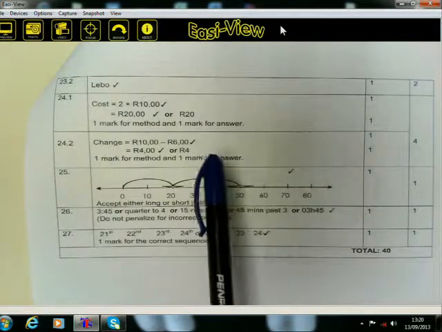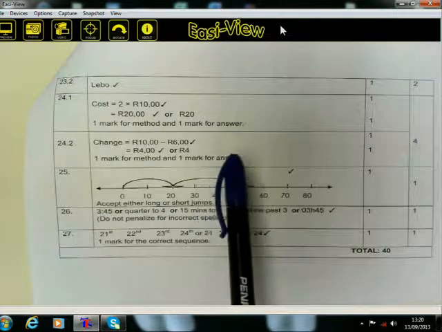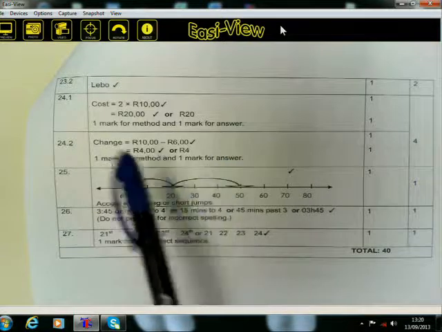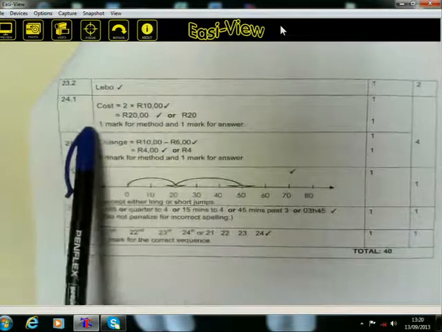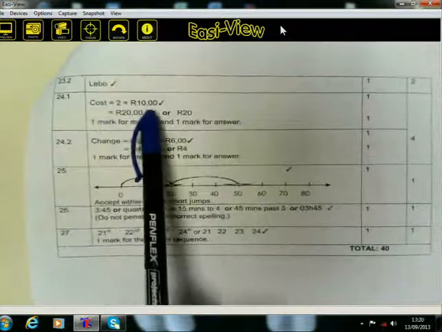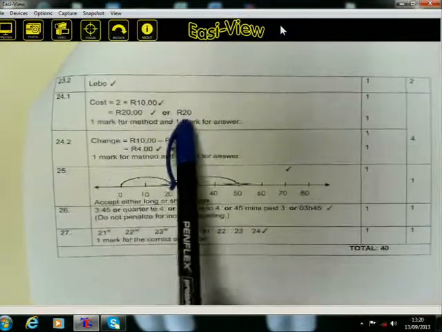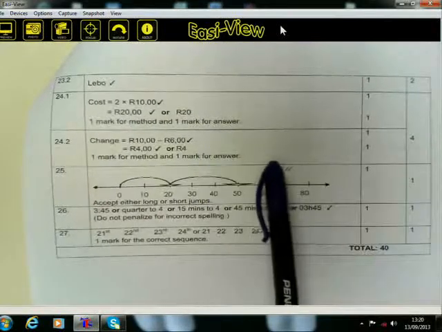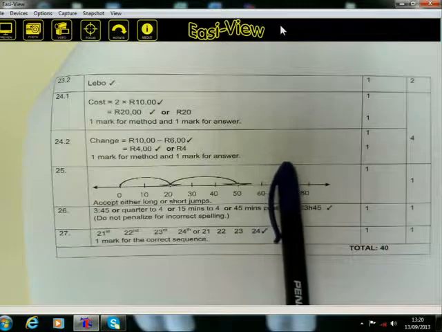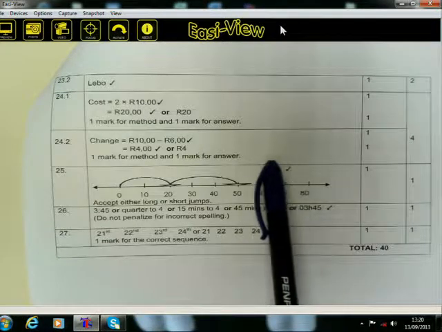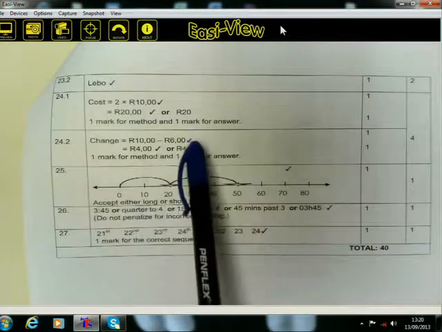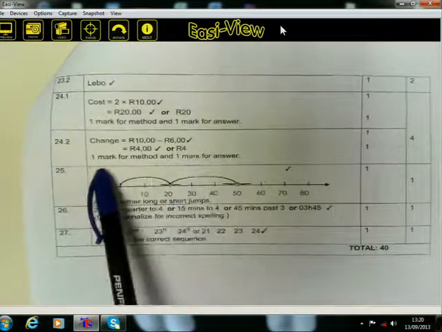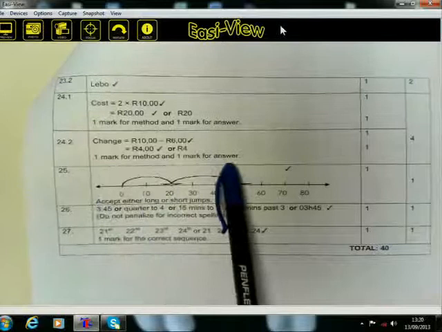Question 24, read the price list below and answer the questions that follow. How much will 2 pineapples cost? The child must work out the cost of 2 is 10 rand each, equals 20 rand. 1 mark for the method and 1 mark for the answer. 24.2, how much change must I get if I buy 1 orange and pay with 10 rand? This is the method. 10 rand minus 6 equals 4 rand. 1 mark for the method and 1 mark for the answer.